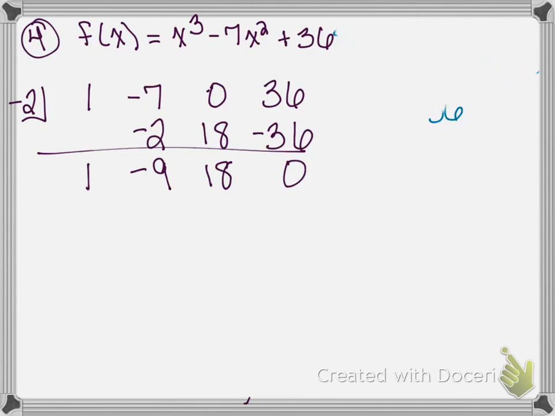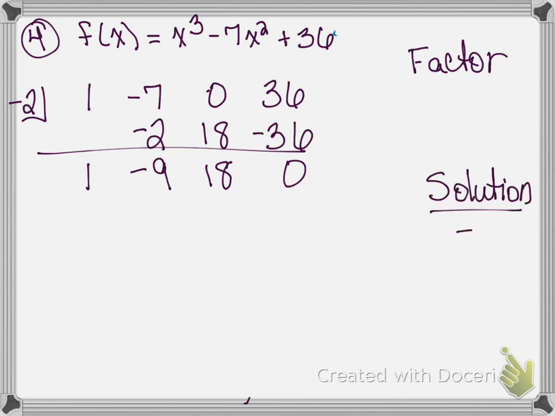So I have got a factor, or I've got a solution. My factor here is x plus 2 because my solution is negative 2. That means my factor is x plus 2. Now I've got 1x squared minus 9x plus 18. And that factors very nicely.